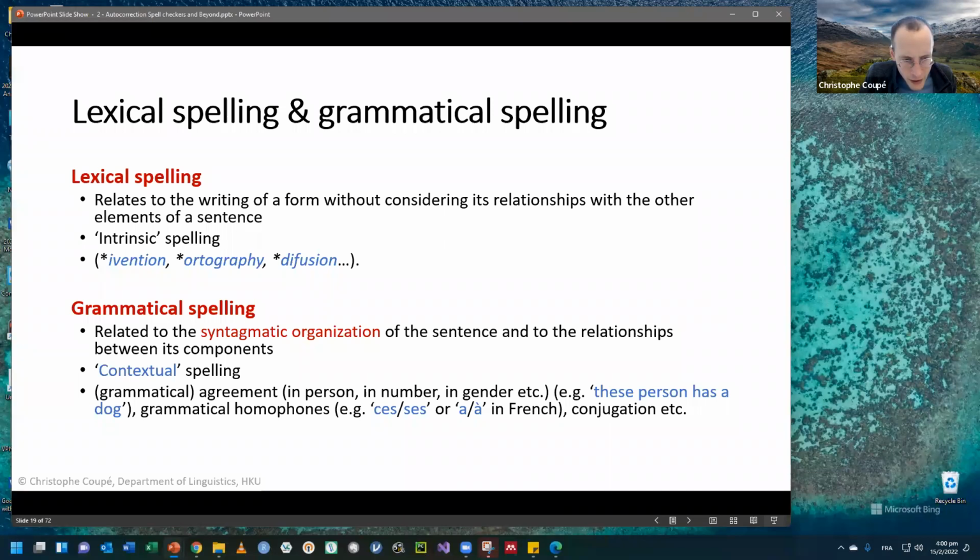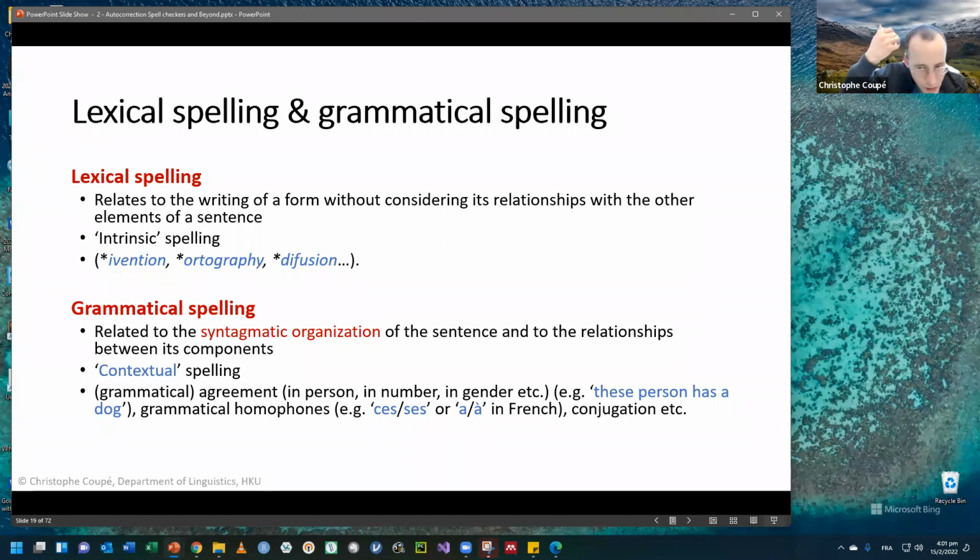When you have grammatical spelling, you consider the organization of the words one after the other, connected to each other in the sentence. In linguistics, but you can forget about that, we have a name for this. We call it the syntagmatic organization. That's the organization in the sentence, one word after the other. And you have these words and they have relationships between them. So grammatical spelling accounts for that. You could call it contextual spelling, spelling in context. That's when you check for things like grammatical agreement in person, in number, in gender, etc.